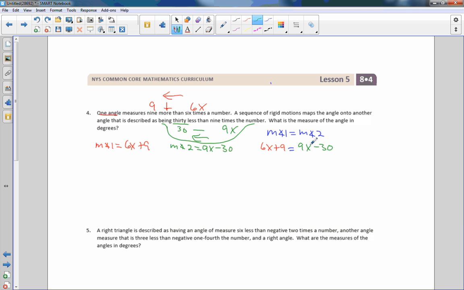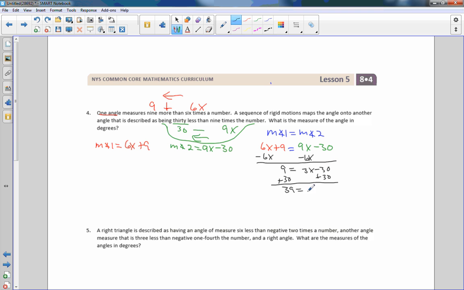I don't want to subtract 9 over this way. I will get a negative. I try to avoid those so that we don't make a mistake. I will move the smaller one, minus 6x from both sides, and that will leave me with 9 equals 3x minus 30. And then finally add 30 to both sides, and I get 39 on the left.